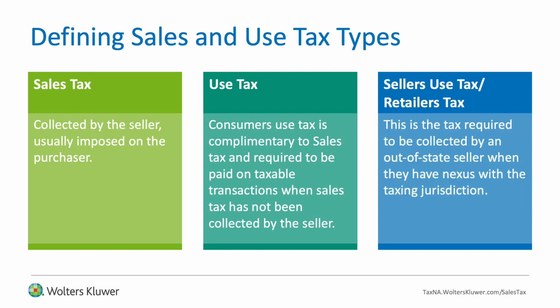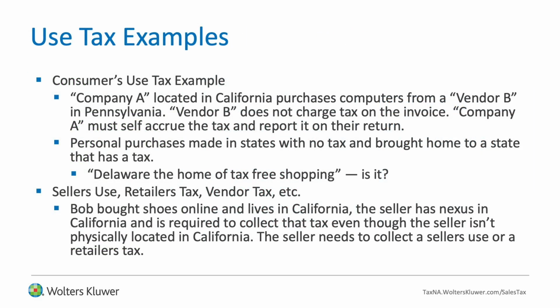And then there's the seller's use tax or the retailer's use tax. And this is the tax that's required to be collected by an out-of-state seller when they have nexus with the taxing jurisdiction. So there you go. There's 3 types of taxes, more or less the same tax with different names. Now let's go through some examples just so that you understand the differences for use tax.